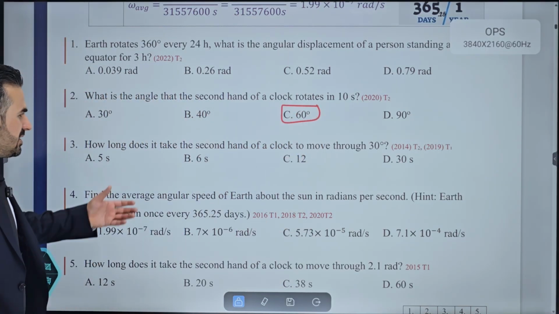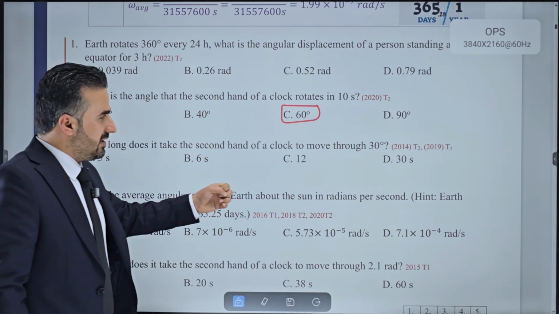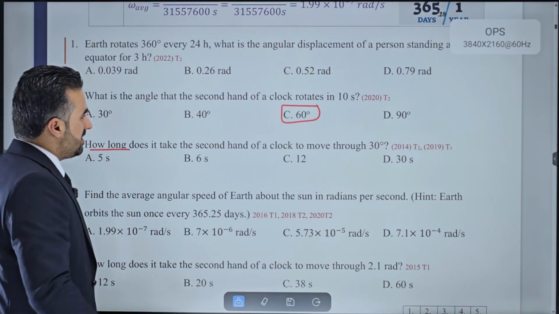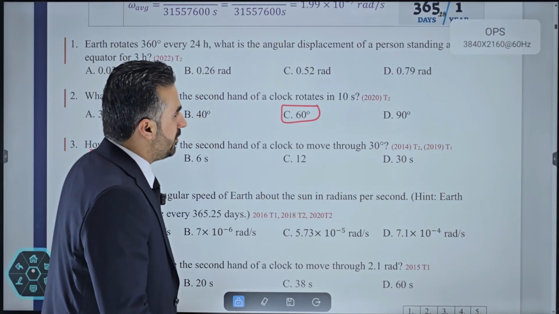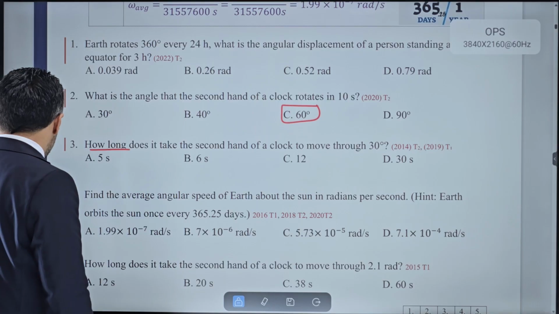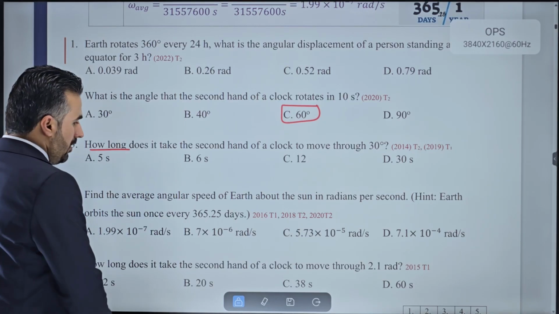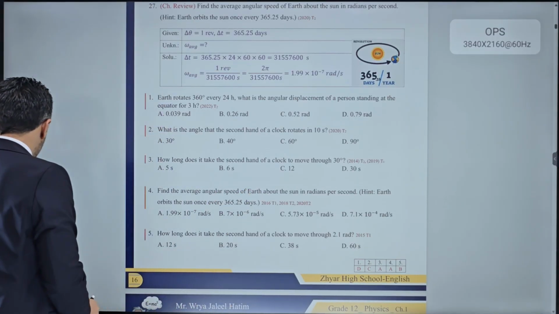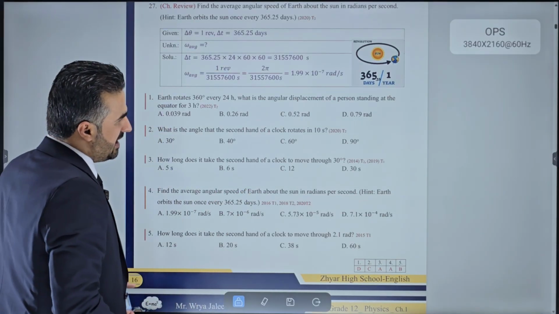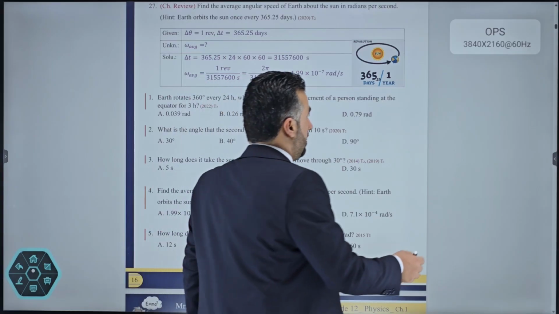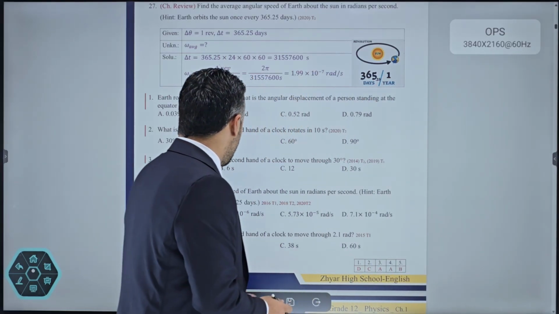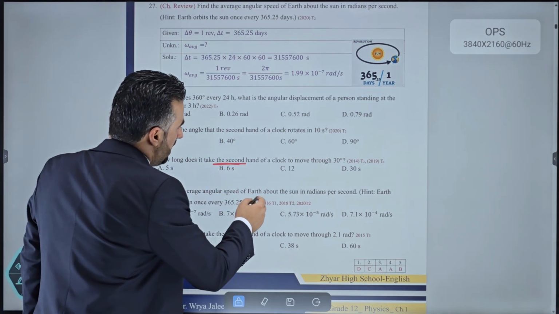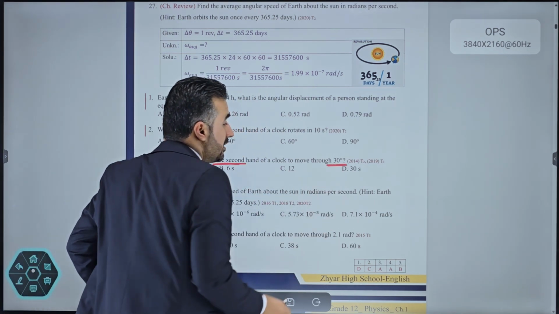Okay, now here's another question which is very similar to that, but this time it is opposite. It says, how long, so they need delta t, does it take the second hand of a clock to move through 30 degrees here? This is in seconds, so that is way easier. But let me just tell you how we could do this very easily. Once again, how long does it take the second hand of a clock to move through this time 30 degrees?